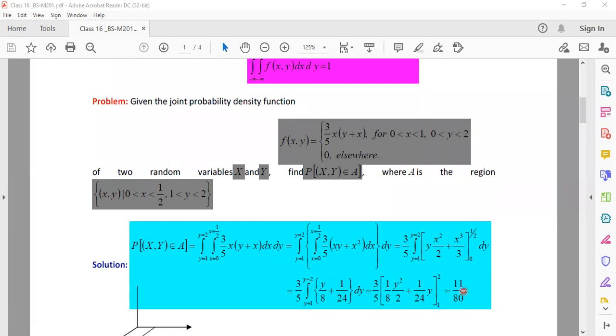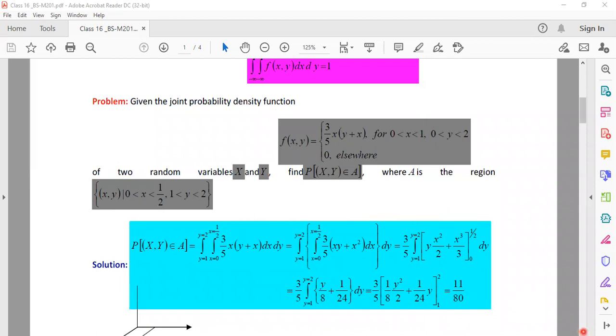Now, you can later check the calculation. You can do the calculation on your own and verify whether 11/80 is obtained by you or not. Okay. I don't think personally that you'll be facing any trouble while dealing with this particular integration.